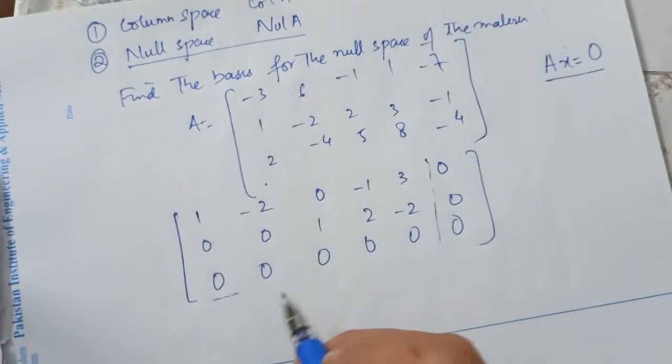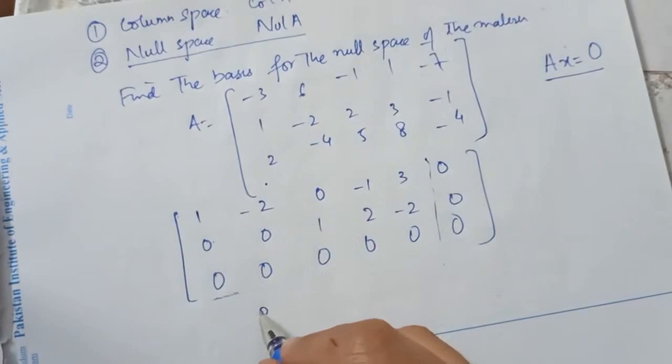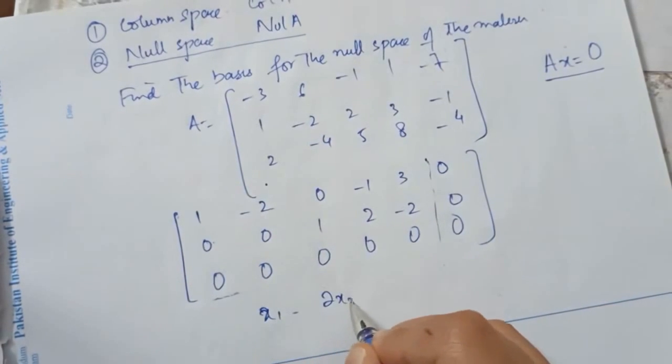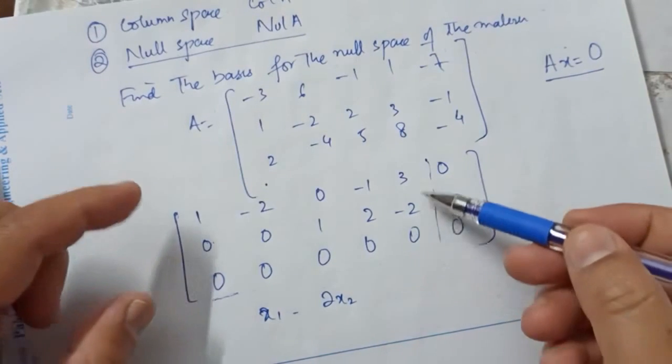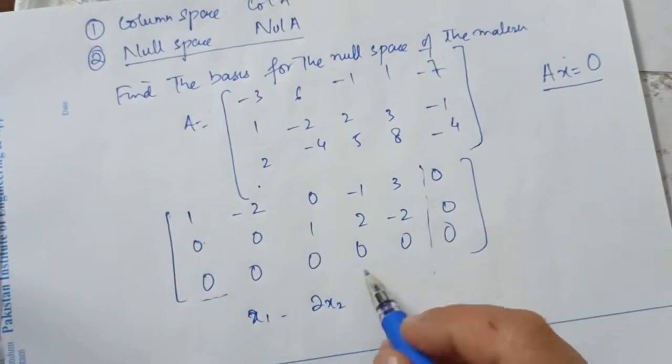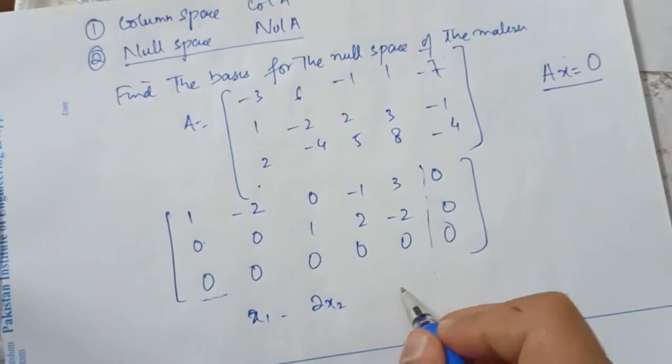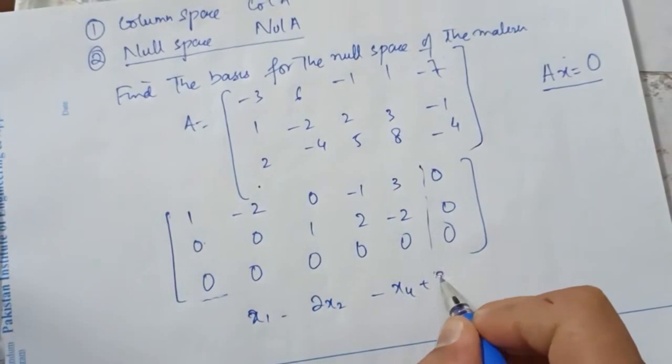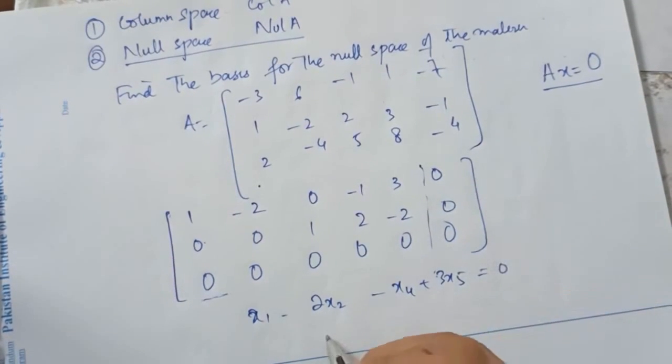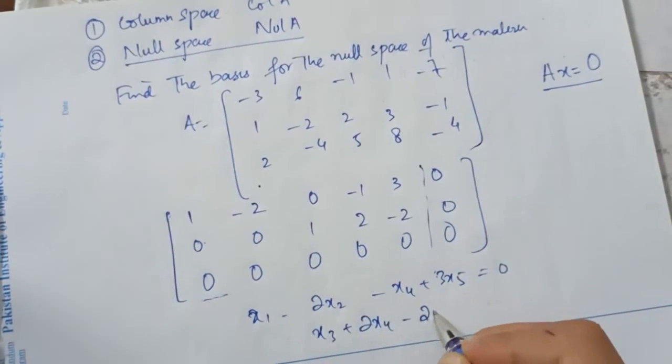Actually, what I can write here is x1 minus 2x2 minus x4 plus 3x5 equals 0, which indicates that I have free variables to play with, and then we have x3 plus 2x4 minus 2x5 equals 0, and the last row is 0 equals 0.